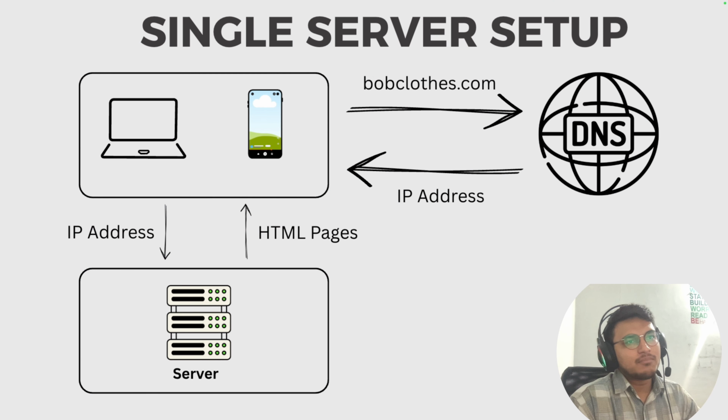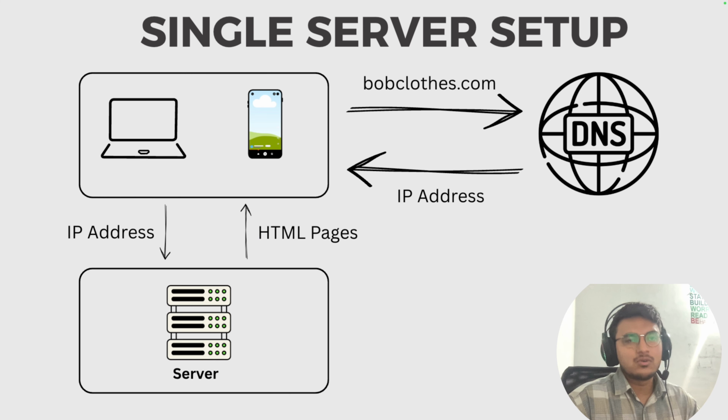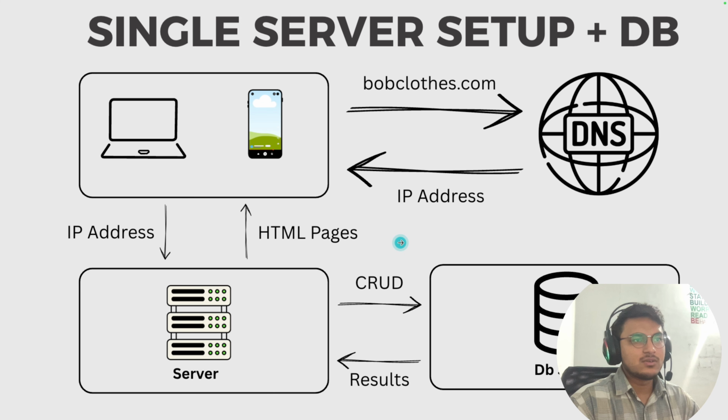But now a problem occurs: as his business grows, he also needs to store data about the user who is buying the cloth and where they are buying it from. So he went through the internet and read about databases. In the next setup, he added a database. A database is basically a place, a secondary memory, or it can also be primary, where you store your data.